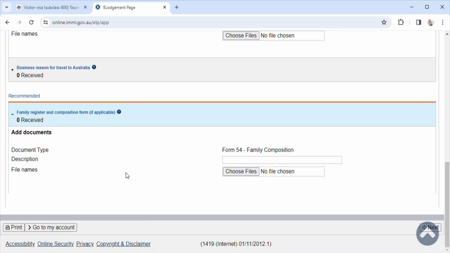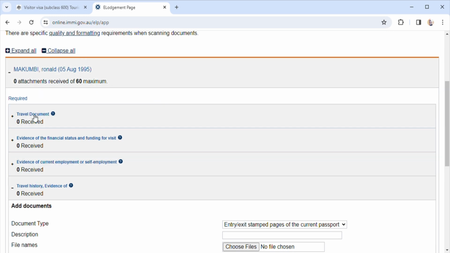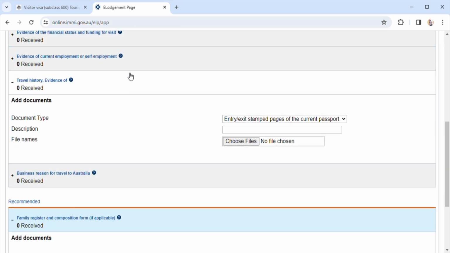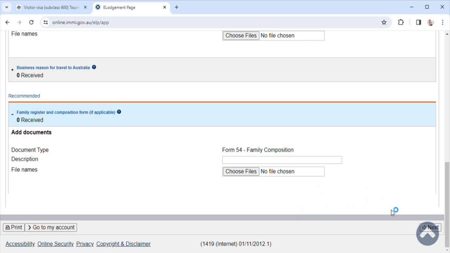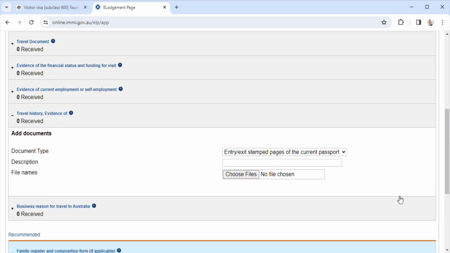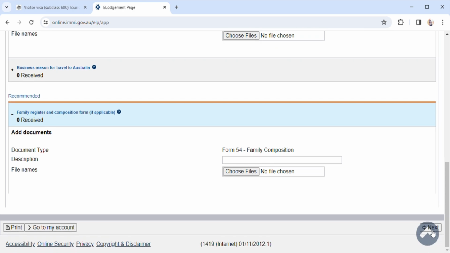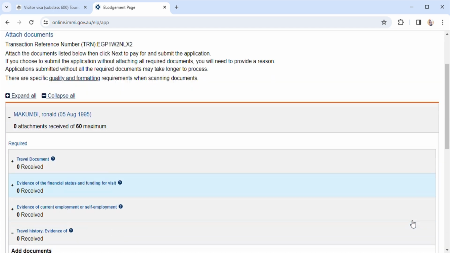So basically that's it. After you have done uploading all of these documents here, you will continue and go here. You see this button here, there is next here. You can't continue without uploading these documents, guys. So basically that's it.